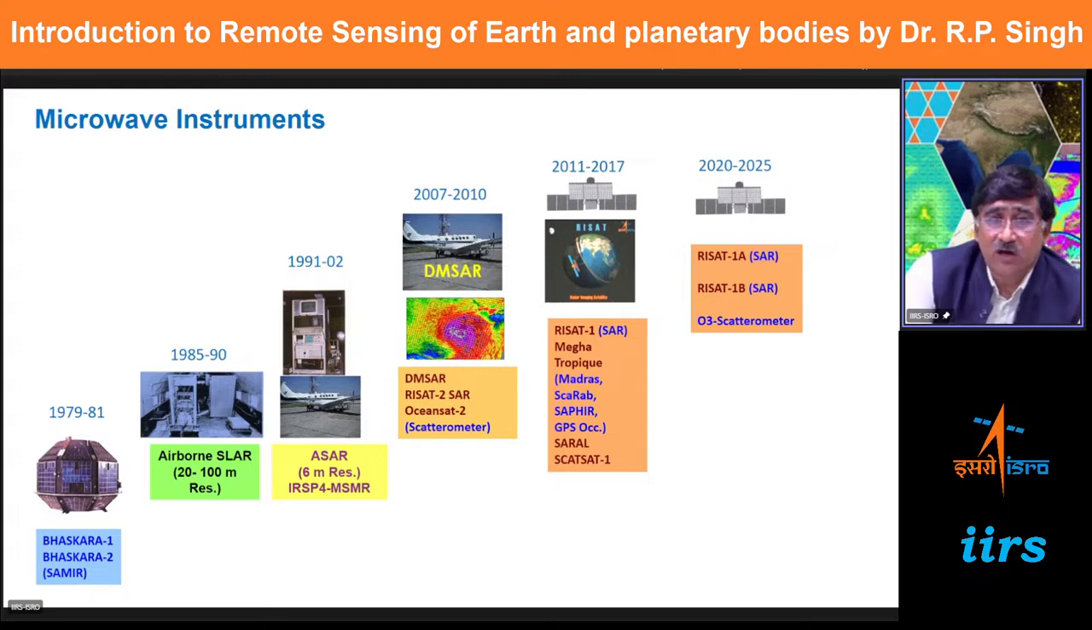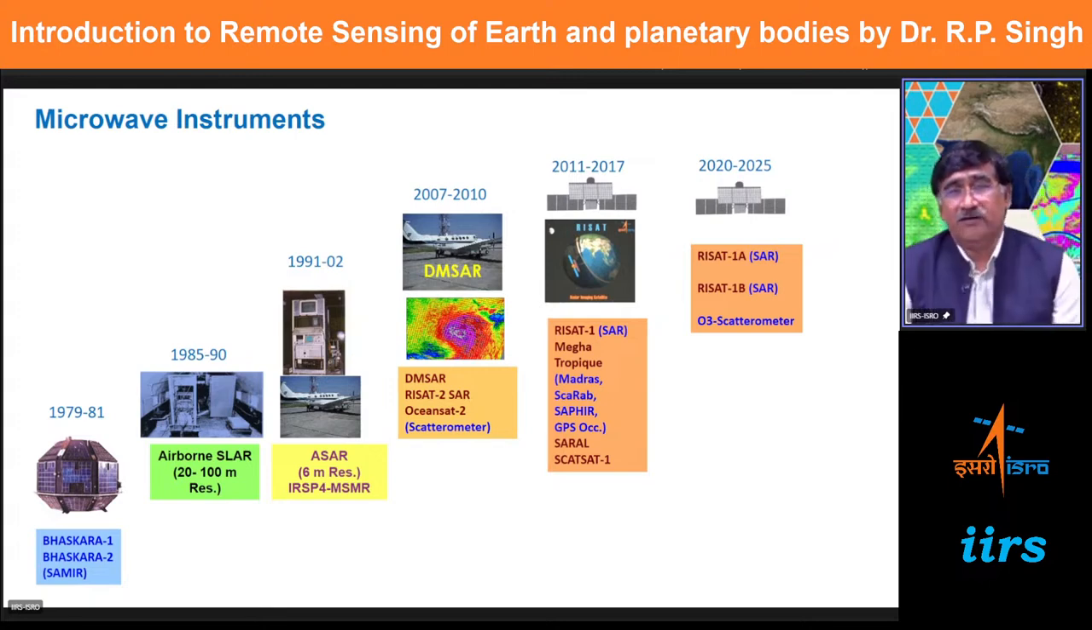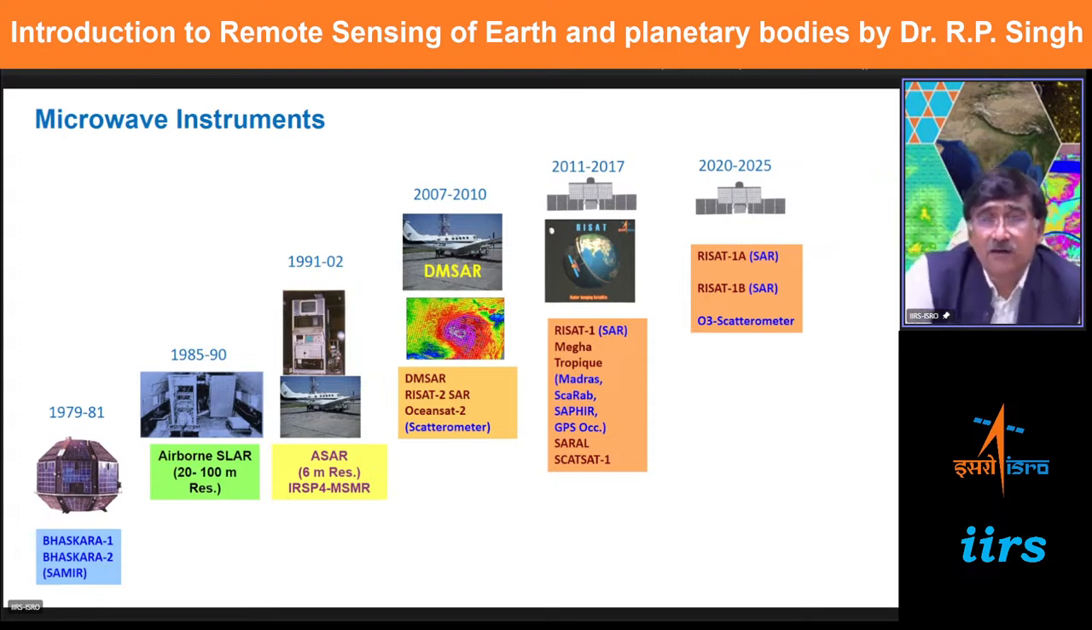Microwave satellites have been an important thing. As I was talking about, microwave regions are a bit transparent to the atmosphere. So in the process, various radars were developed, from airborne till today, the RISAT satellites we call, and they were very useful. Already we have launched RISAT-1 and RISAT-1A, and there are more planned to go further.